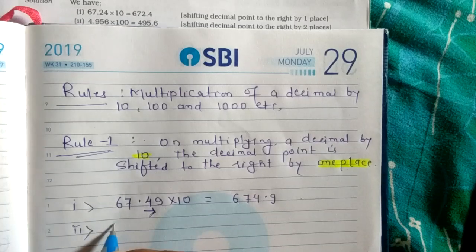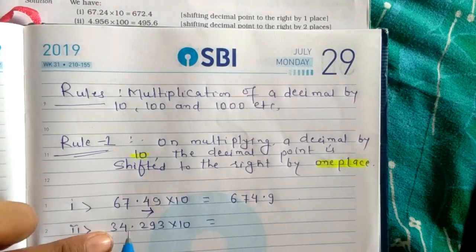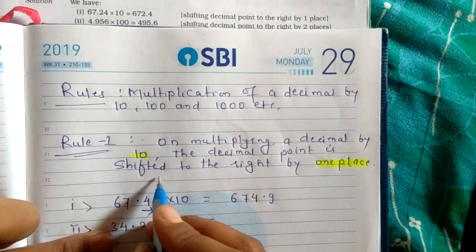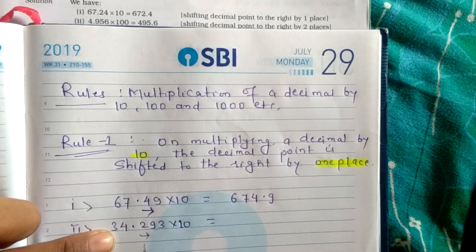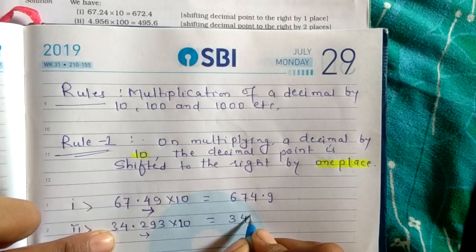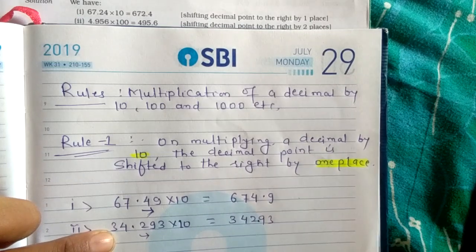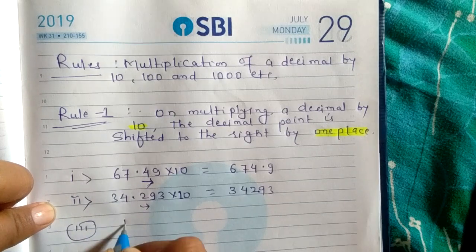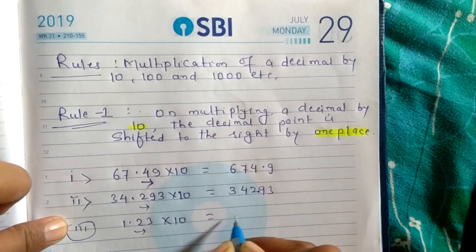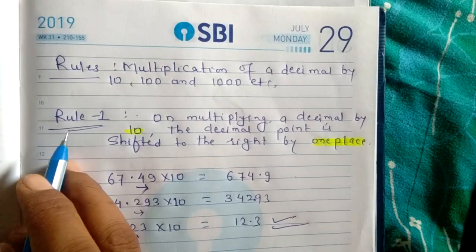For example, let us take some more examples. It will also be shifted after one digit. So it is shifted right side by one place. One place means after 2 we will put the decimal. So I am writing the number first, 24.34293. So after 2 we will put the decimal. I am taking one more last example, 1.23 multiply 10. So after 2 it will be shifted, 12.3 it will be. I hope you understood rule number 1.